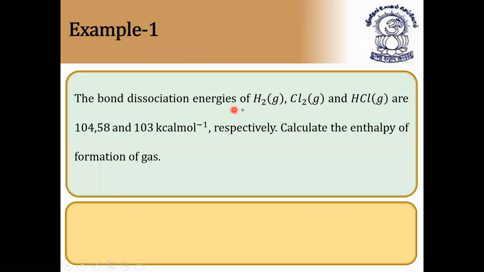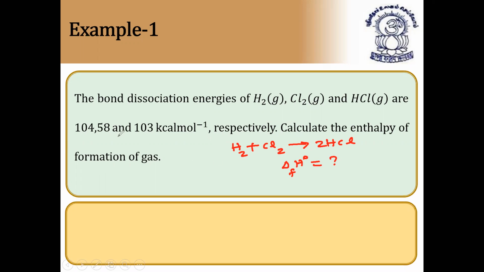Now, the bond dissociation energies of hydrogen molecule, chlorine molecule, and HCl are given as 104, 58, and 103 kilocalories per mole respectively. Calculate the enthalpy of formation of the gas. So simple it is. First, you write the balanced stoichiometric equation. Hydrogen gas combines with chlorine gas to form 2 moles of HCl gas. And for this, they are asking the enthalpy of formation, the formation of HCl gas.